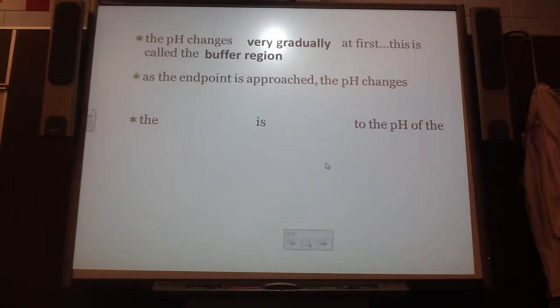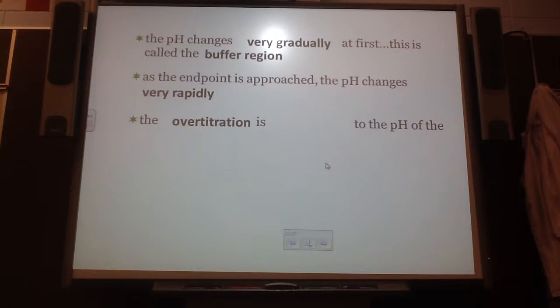that's the buffer region. So not much is changing in the pH around the buffer region. As the endpoint is approached, the pH change will happen very rapidly. It's like one more drop and that's it, right? So that pH change happens within one drop. Okay, so it happens really quickly. And we'll be able to see that on the graph.